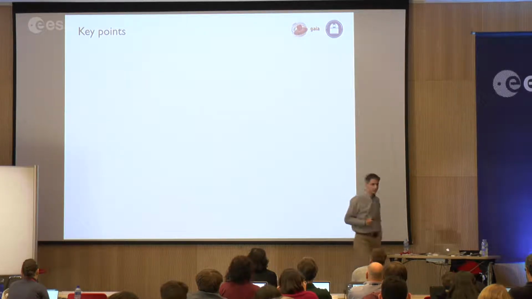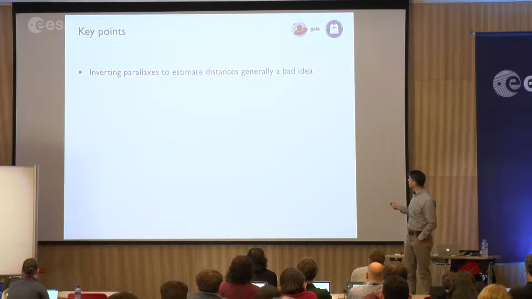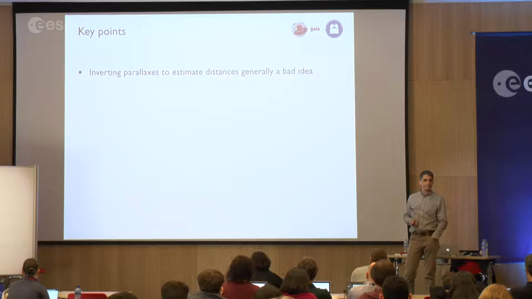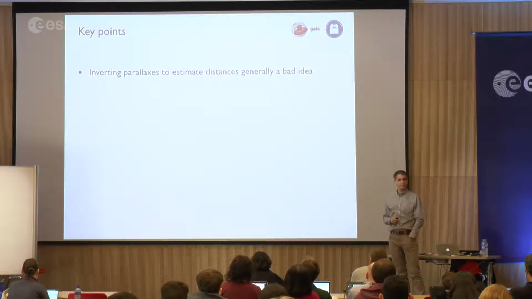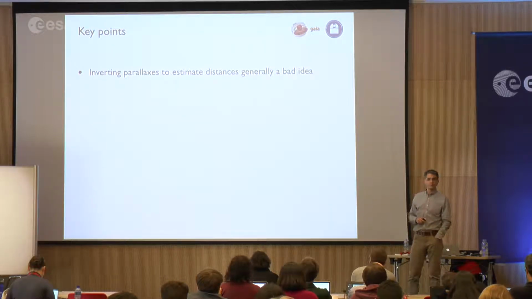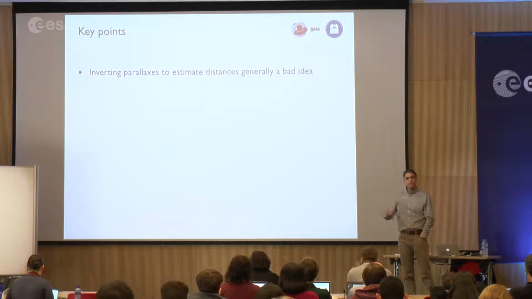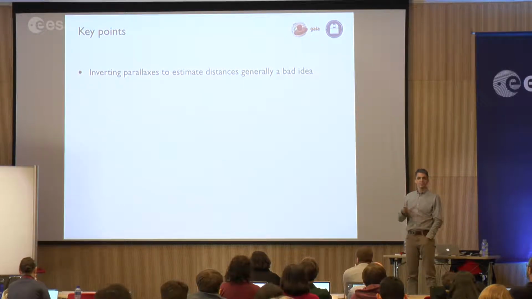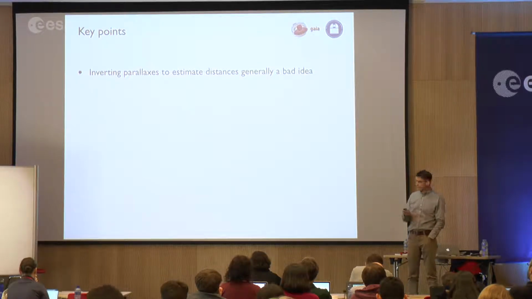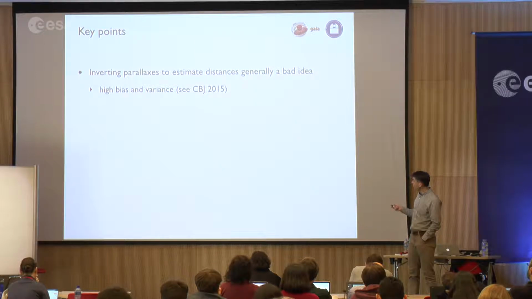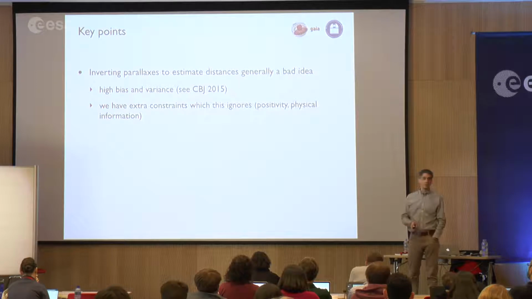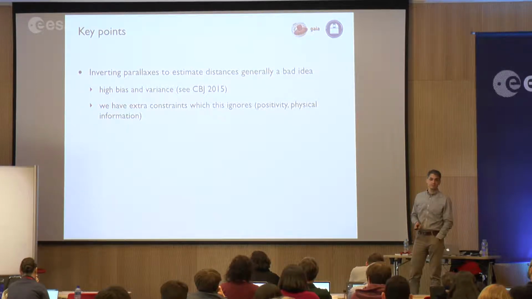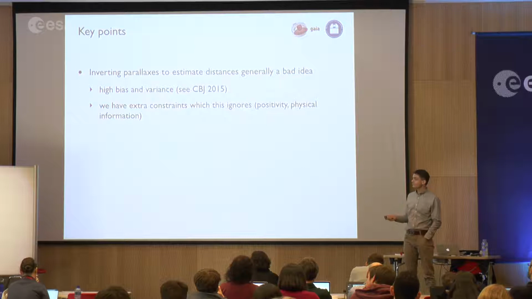So some key points that I've been trying to make this morning. I hope this has come across. Inverting parallaxes to get distances is a bad idea, both in principle and in practice. And one of the ideas of the exercises is to show you the pitfalls of doing this by showing you what actually happens if you do more physically correct approaches to the inference. So you have a high bias and variance. You can look into this paper. And moreover, just inverting this ignores very simple constraints like distances have to be positive.